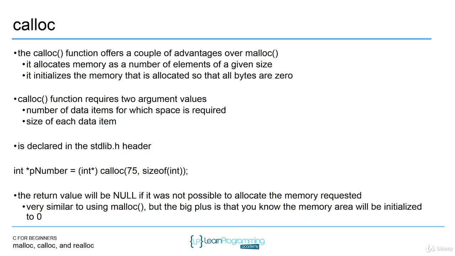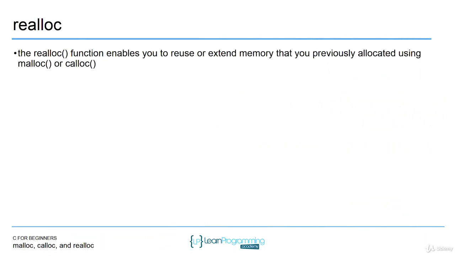Let's talk about another function called realloc. The realloc function enables you to reuse or extend memory that you previously allocated using malloc or calloc. So this is a way to dynamically change how much memory is allocated while you're running. So you could initially create so much memory, and then you realize that that's not enough memory. Well, what you can do there is you can just call realloc, and this will reallocate memory.